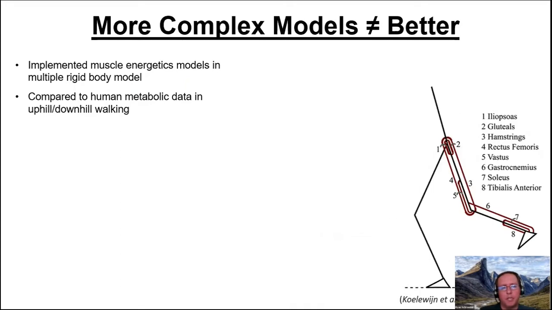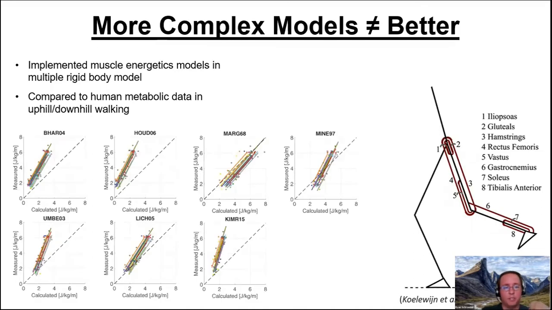So this is an example of a study where basically what they did is they took a bunch of different muscle energetics models out in the literature, and they applied them to 8 different muscles operating on a multiple rigid body biomechanical model of walking uphill and downhill and at different speeds. And then they calculated the cost of their energetics models and compared that to the metabolic cost of humans doing similar tasks. And then they compared that for all these different versions of the model.